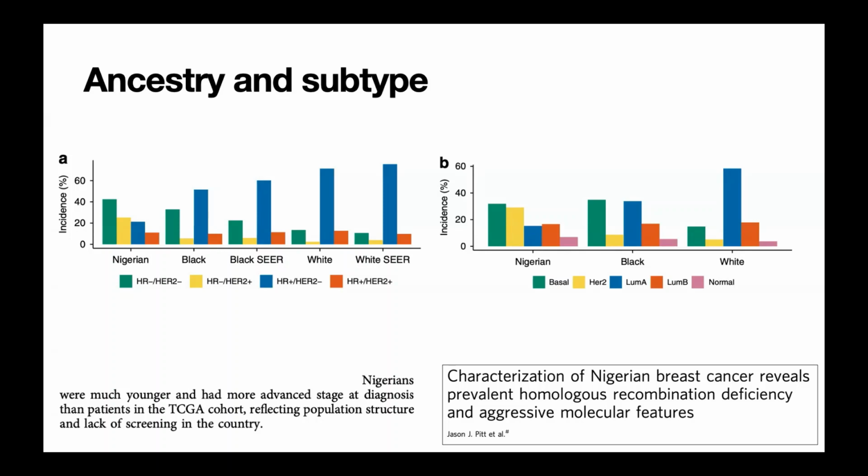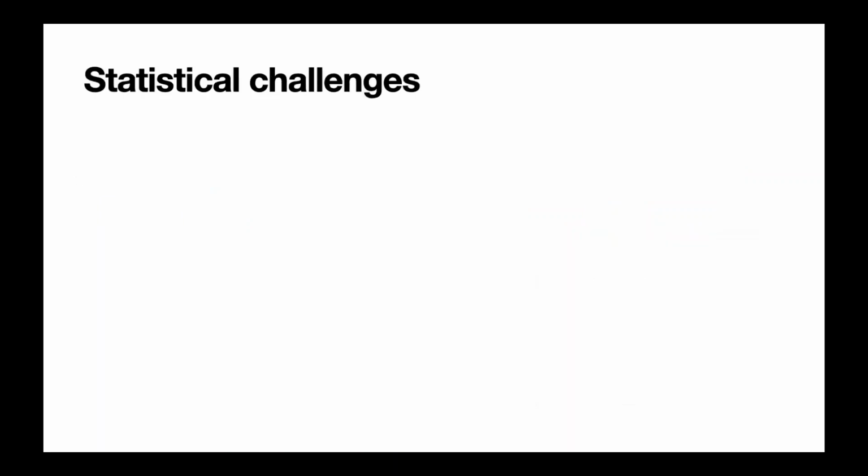And at the bottom, there's an important caveat that the Nigerian women were much younger, had more advanced stage at diagnosis, which may reflect lack of screening and access to healthcare as well. So that was all just to set up the background of breast cancer and heterogeneity of disease.